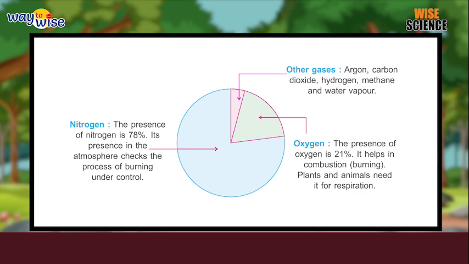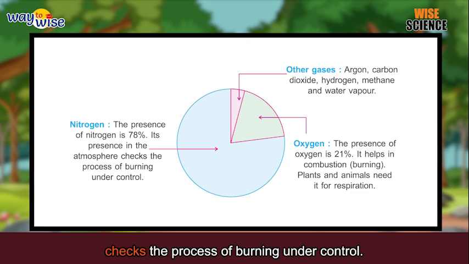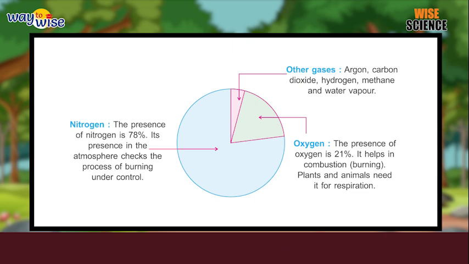Other gases: argon, carbon dioxide, hydrogen, methane, and water vapor. Nitrogen. The presence of nitrogen is 78%. Its presence in the atmosphere keeps the process of burning under control. Oxygen. The presence of oxygen is 21%. It helps in combustion, burning. Plants and animals need it for respiration.